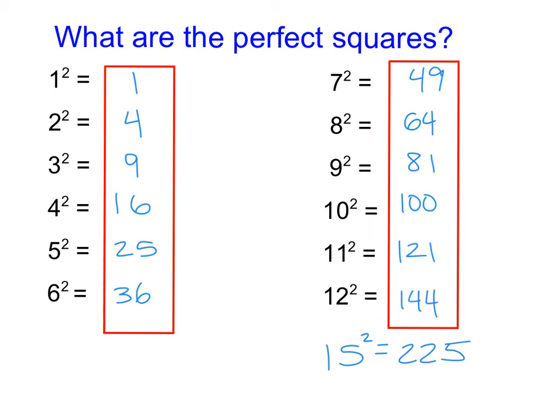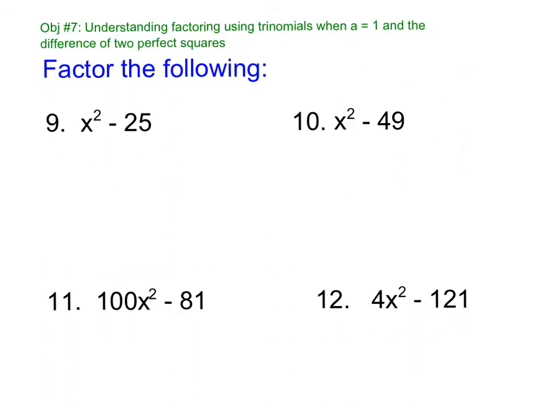So these are our perfect squares. We need to be able to recognize them. It's really important that when you see 81, you think to yourself, oh, that's a perfect square. That's 9 times 9. All right, so now we're going to try to factor these.